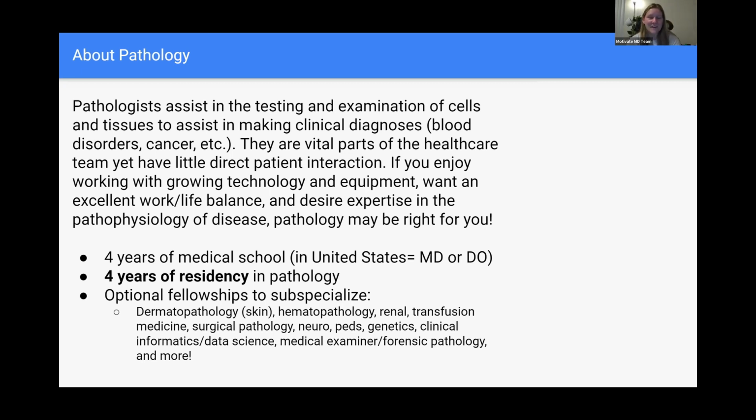So to become a pathologist, you do your 4 years of medical school, just like every other specialty that we've talked about. And then pathology residency is going to be 4 years long. And you have a myriad of fellowships to do afterwards if you would like to subspecialize. So there's things like dermatopathology, who would work with dermatologists in evaluation of skin disease, hematopathology, which would be looking at blood disorders and blood cells and their morphology, renal, looking at the kidneys, transfusion medicine, surgical pathology.